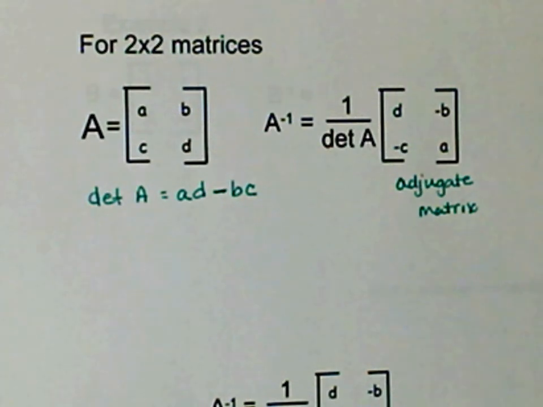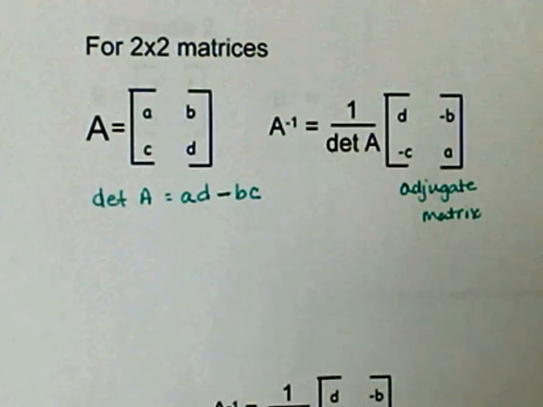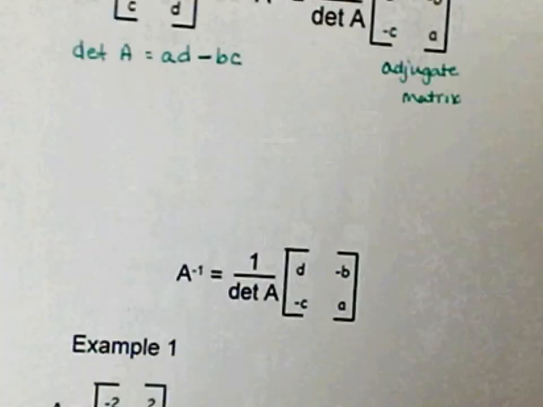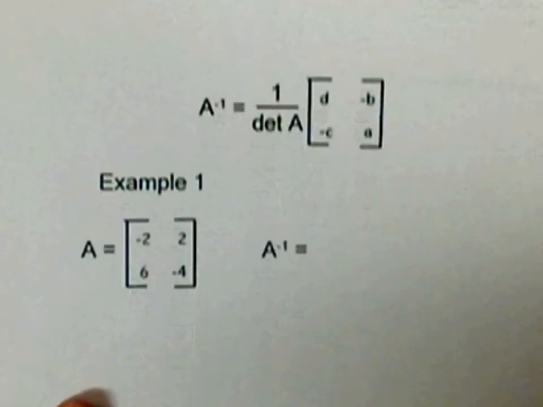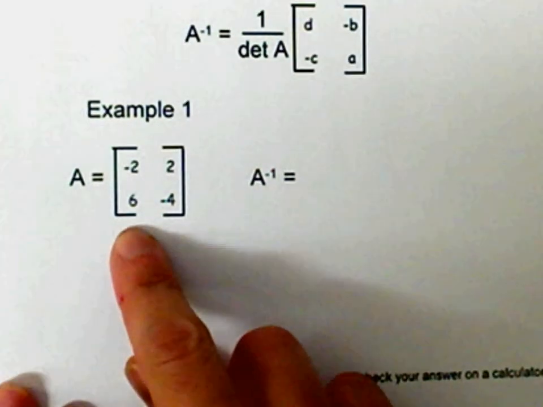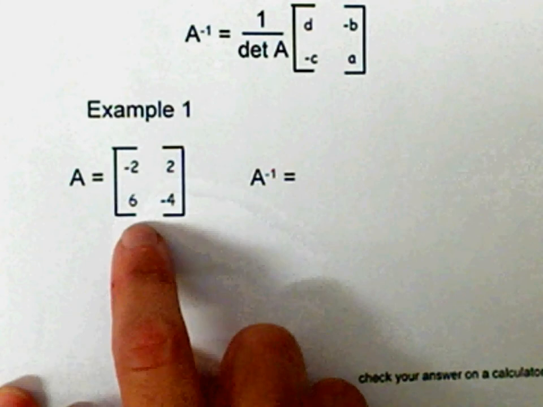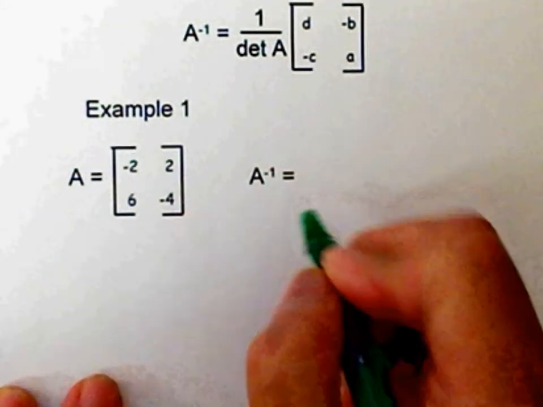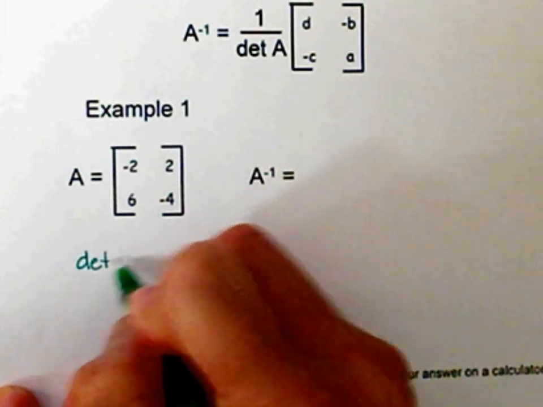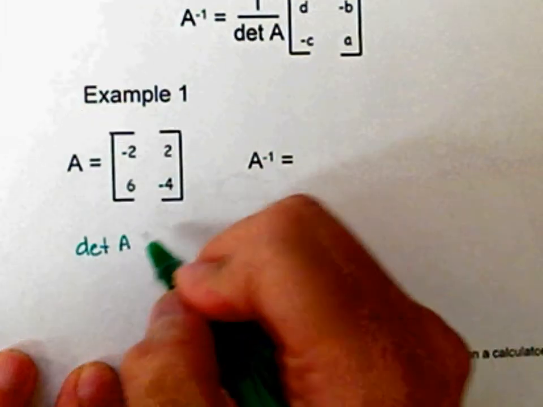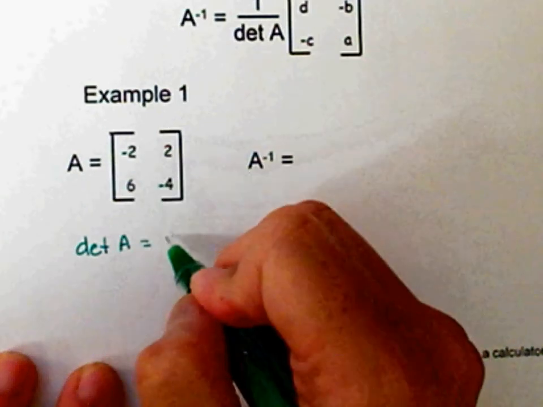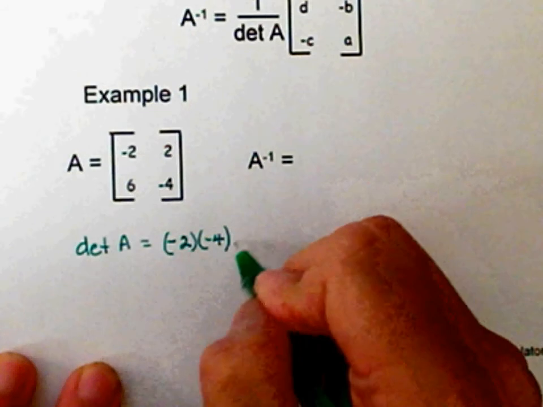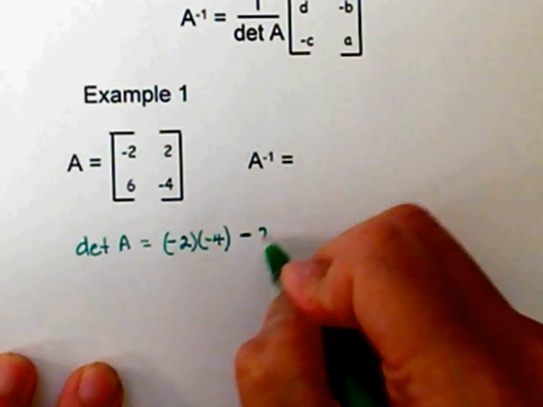Example 1. Let's see how we can find an inverse, okay? So, first of all, example 1. I have a 2 by 2 matrix. First of all, you're going to find your determinant. How do you find your determinant? Well, your determinant is negative 2 times negative 4 minus 2 times 6, okay?